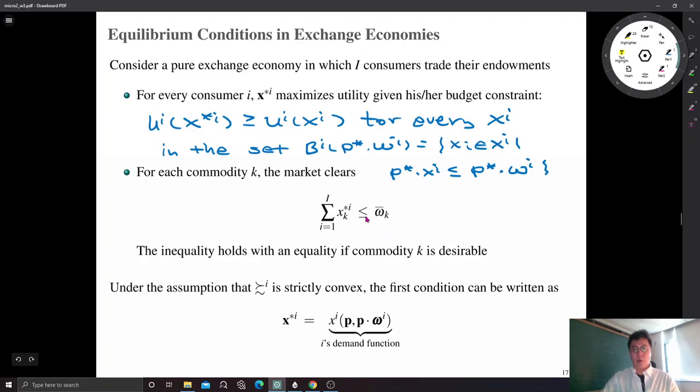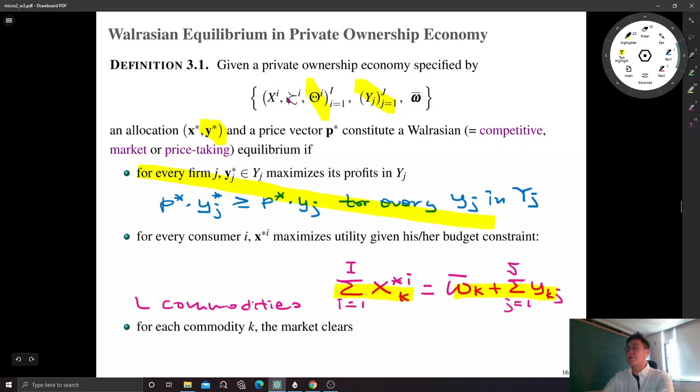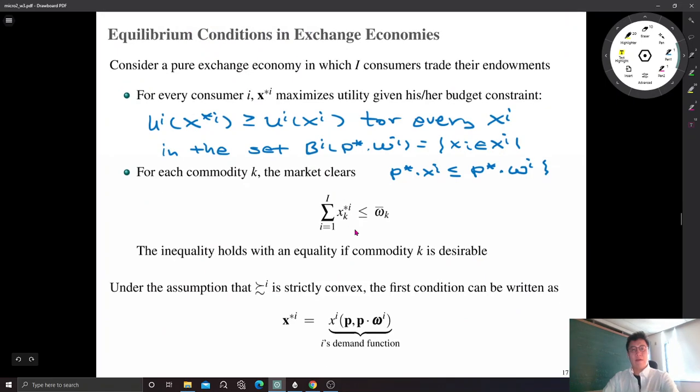I use the inequality to allow for the possibility that commodity k is a neutral good. If every commodity k is desirable, so every consumer wants that good if the price is not too high, meaning that consumers' preference relations are monotone or strongly monotone, then the market clearing condition holds with equality. But if commodity k is a neutral good, so nobody cares about it, then the price is equal to zero, and the aggregate demand may be lower than the initial endowment. So this inequality holds with equality if commodity k is desirable.